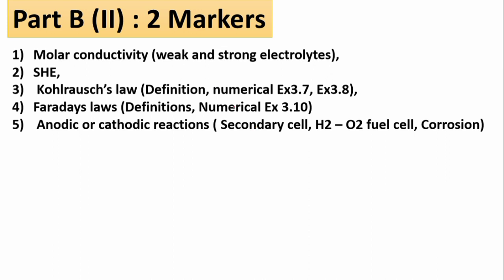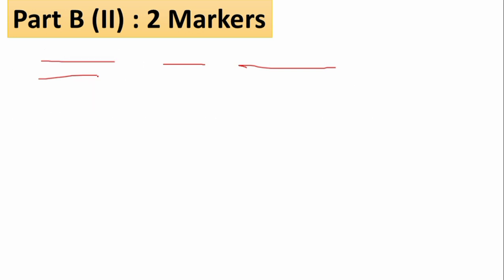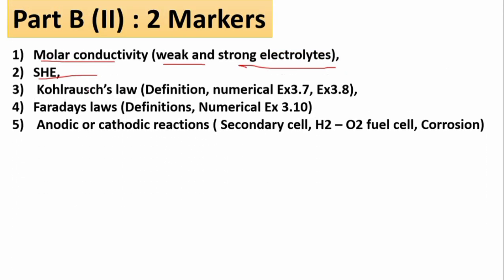So next we'll go to the 2 marks. See, molar conductivity of weak and strong electrolyte. What is molar conductivity of weak electrolyte and strong electrolyte? Standard hydrogen electrode we saw already here, only the diagram they'll ask for 2 marks. Kohlrausch's law again, learnt. Faraday's law definition, or numericals based on Faraday's law. One time they asked that; I have given example 3.10, you can refer to it in the textbook.